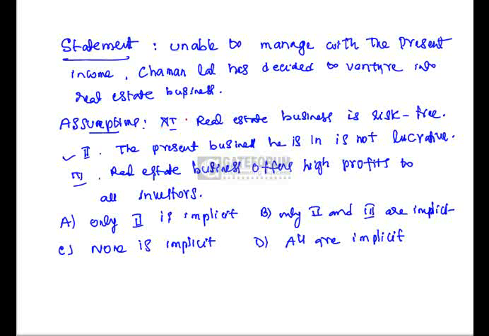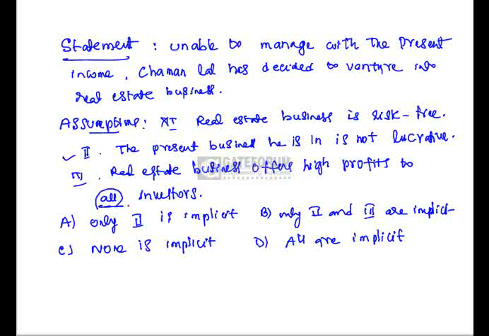Look at the third one. Real estate business offers high profits to all investors. The trick the examiner used here is all investors. All means what? Even a small kid also can invest. Does it mean that he's also going to get profits? So actually, whoever invests will immediately get it? No. It all depends upon various market conditions. Therefore, all investors is the tricky word the examiner has used.